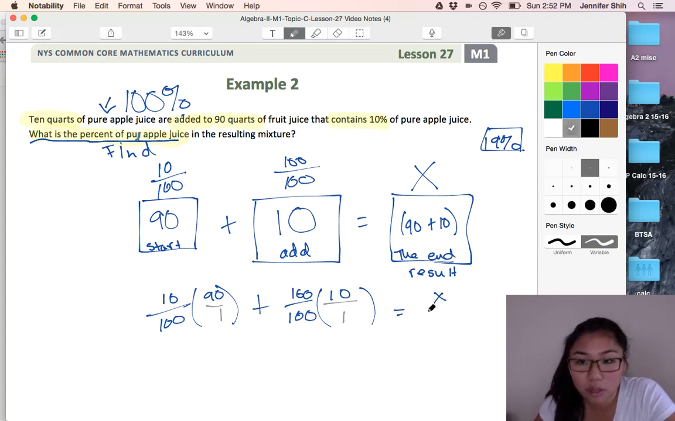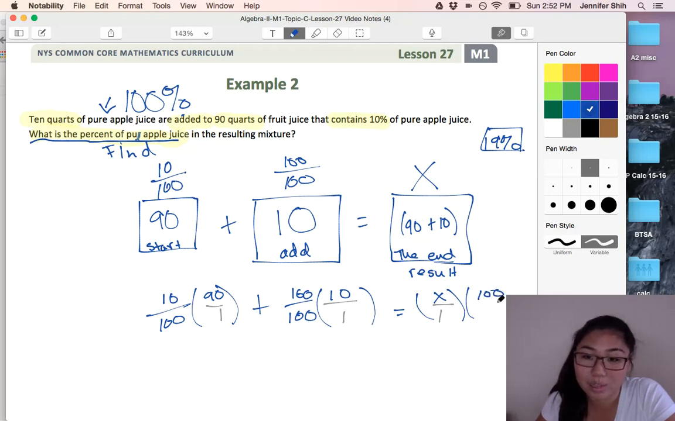I know that there's an invisible 1 down here, times 90 plus 10 right here. That's where I'm going to get 100. 90 plus 10 or 100. There's also an invisible 1 down here.